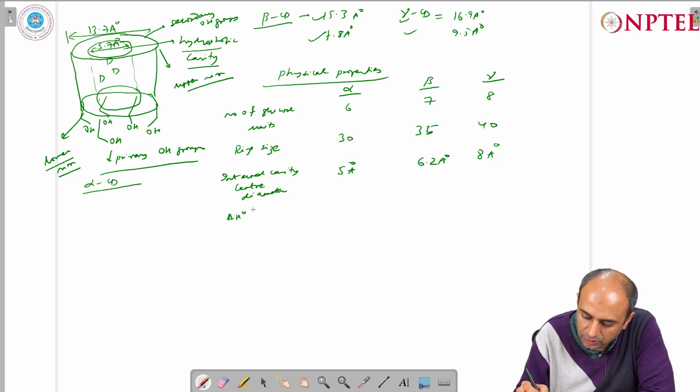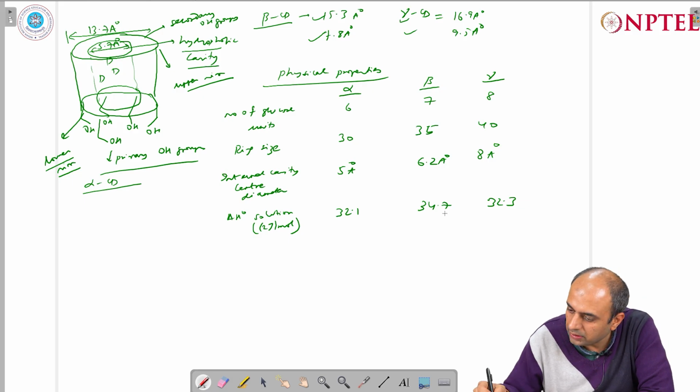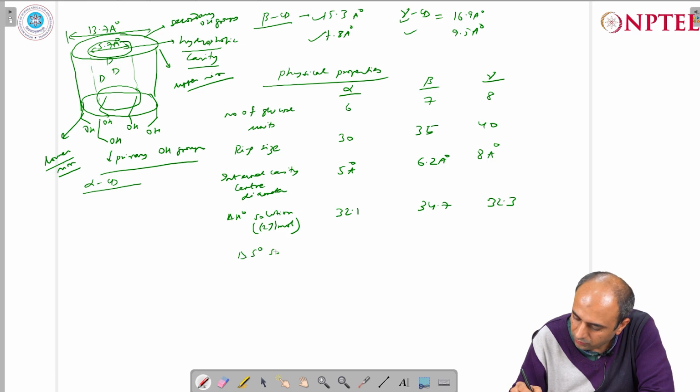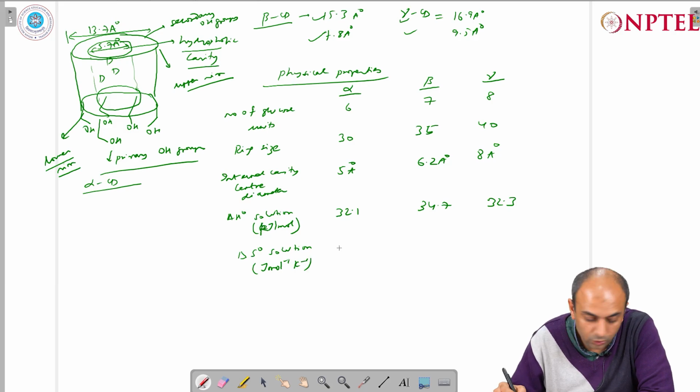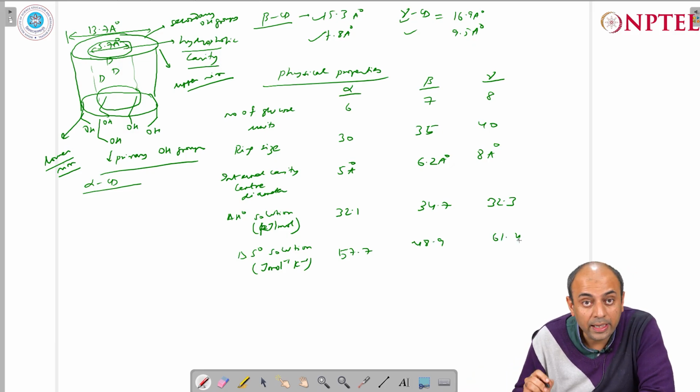And what is the enthalpy change? The standard enthalpy change in solution in kilojoule per mole is 32.1, 34.7 and 32.3. It increases slightly for beta but drops for gamma. And the entropy change for the solution in joule mole inverse Kelvin inverse, this is kilojoule, is 157.7, 48.9, 61.4. These are chiral compounds.